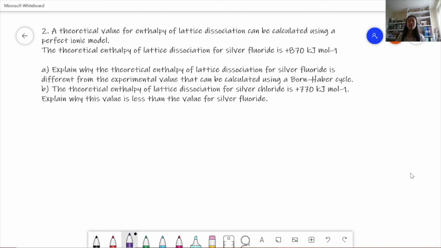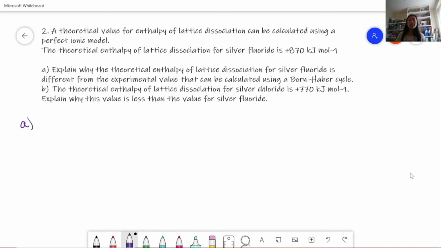A theoretical value for the enthalpy of lattice dissociation can be calculated using a perfect ionic model. The theoretical enthalpy of lattice dissociation for silver fluoride is plus 870 kilojoules per mole. Explain why this theoretical value is different from the experimental value that can be calculated using a Born-Haber cycle. Well, the key thing to remember here is that when they calculate this theoretical value, they assume that perfect ionic model. And this means that they assume that the ions are perfectly spherical.